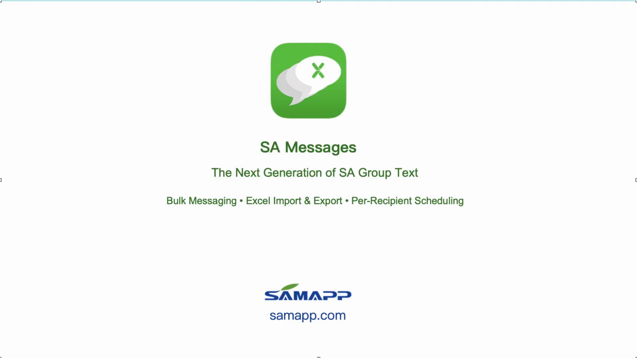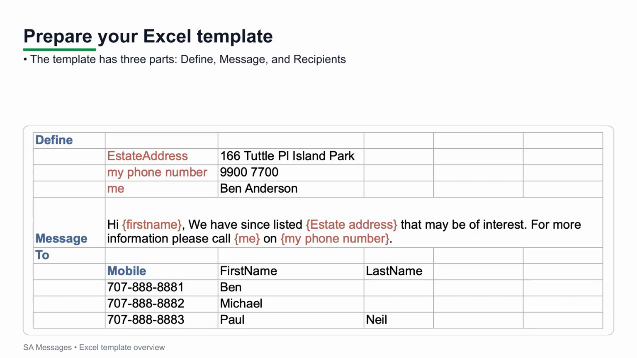Welcome to SA Messages, the next generation of SA group text. It keeps the powerful bulk messaging you trust, and now adds full SMS and MMS support as a default messaging app. Plus, new features like message export and birthday SMS scheduling. In this video, we'll focus on bulk messaging.